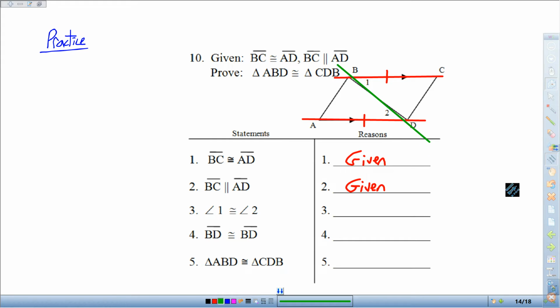All right, I'm taking a look at my angles here, and angles 1 and 2 are alternate interior angles. We know this is congruent to this. Okay, that's our next statement, and the reason why is because they're alternate interior angles.